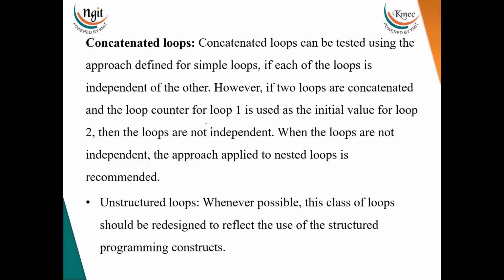Then we talk about concatenated loops. Concatenated loops can be tested using the approach defined for simple loops if each loop is independent of the other. However, if two loops are concatenated and the loop counter for loop 1 is used as the initial value of loop 2, then the loops are not independent. When the loops are not independent, the approach applied to nested loops is recommended. Clear?